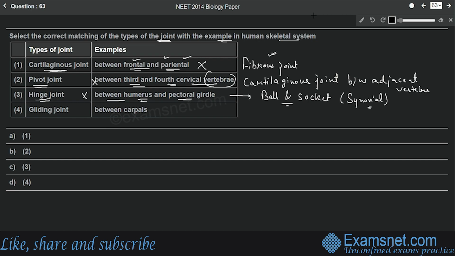And the last type of joint is gliding joint, and the example is between carpals. So this is a correct match. The type of joint that is found between the carpals is the gliding joint, which is again a type of synovial joint, offering considerable movement. So the only correct match is the last one. So 4, that means option number D will be the correct answer.